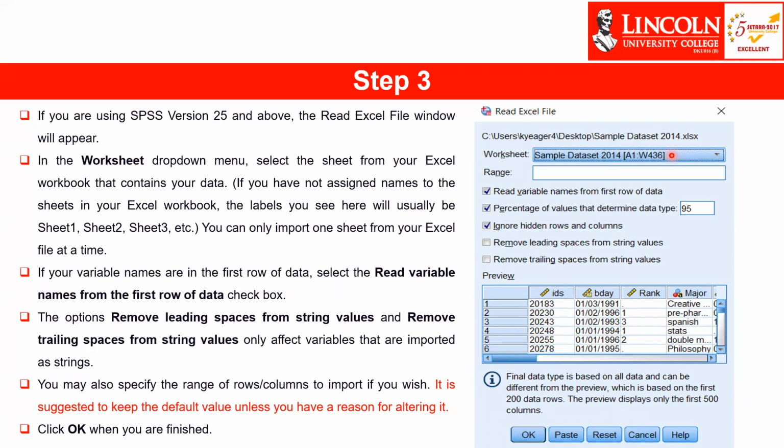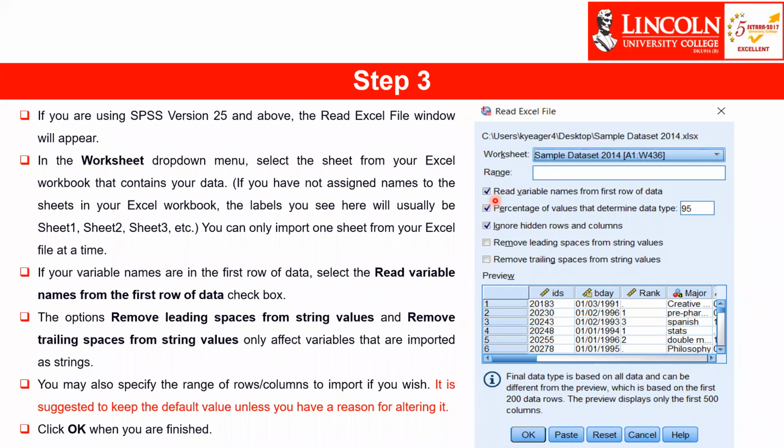Okay. Then, if your variable names are in the first row of data, select Read variable names from first row of data. You just have to check this box. Although by default, these first two boxes will be checked for you, because remember the requirements, the criteria? You must have fulfilled this before you even get to this stage.